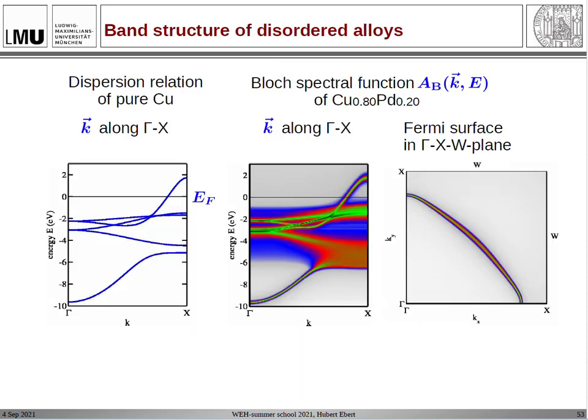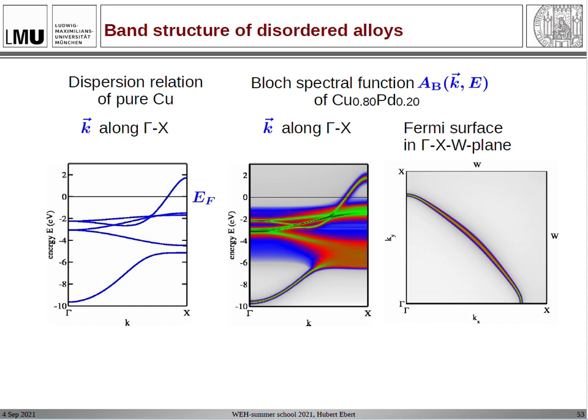This is pure copper, energy versus K. This is the band structure you have seen already several times. And now we look at copper 80, palladium 20, and this is the Bloch spectral function. So the amplitude is given by a color code. Strictly speaking, this would be an infinitely thin line. So this is a sequence of delta functions, but to make it visible, of course, I had to have a width for the pen. And now this width is really connected with the Bloch spectral function due to the disorder in the system.